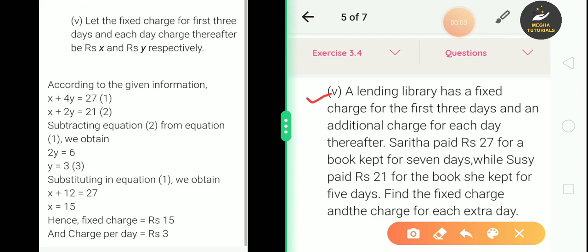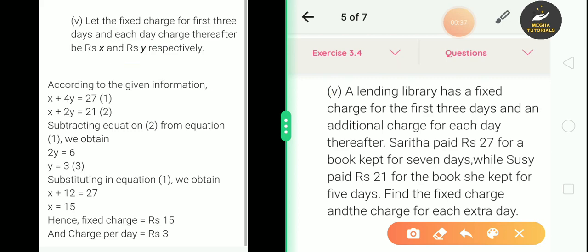Question 5. A lending library has a fixed charge for the first 3 days and an additional charge for each day thereafter. Sarita paid rupees 27 for a book kept for 7 days, while Suji paid rupees 21 for the book she kept for 5 days. Find the fixed charge and the charge for each extra day. Okay, please see the solution on the left hand side. So let the fixed charge for first 3 days be rupees X and each day charge thereafter be rupees Y.